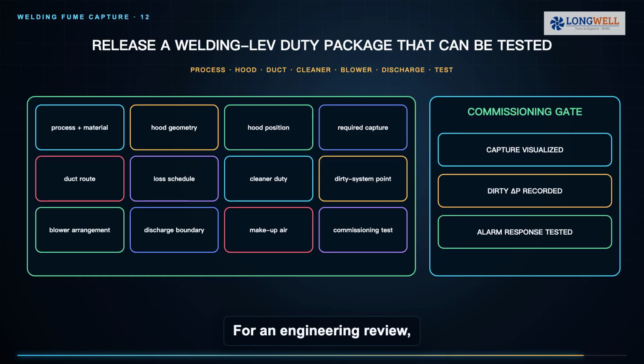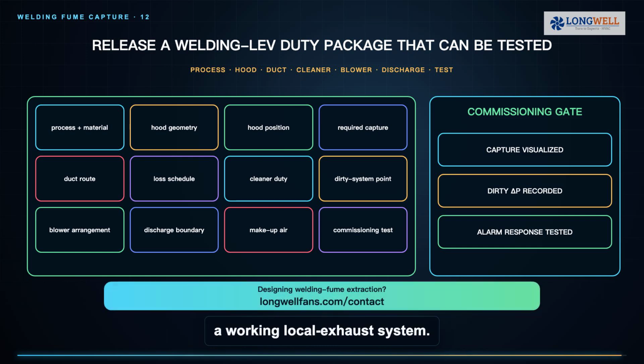For an engineering review, send the process, materials, hood geometry and position, duct loss schedule, cleaner data, dirty system point, blower arrangement, discharge boundary, makeup air and acceptance tests. That complete package turns a fan into a working local exhaust system.